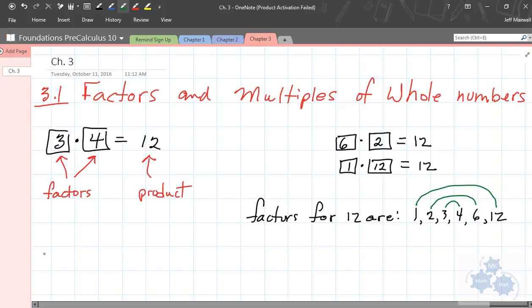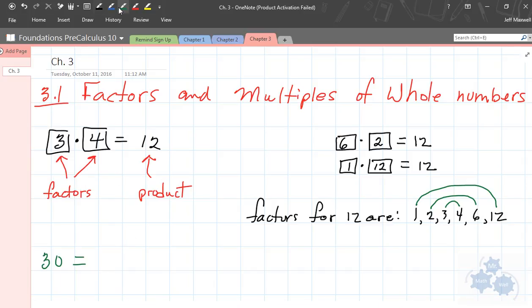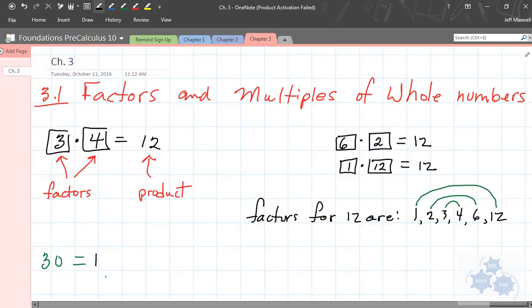Okay. What about 30? I'm wondering if anyone can list for me some of the factors for 30. And let's see if we can do this in order. Now 1 is a factor for every number, right? What's the factor that partners with number 1? 30, okay? So you might want to do this. You want to go 1 on the far left, 30 on the far right. Just leave some space for other factors.